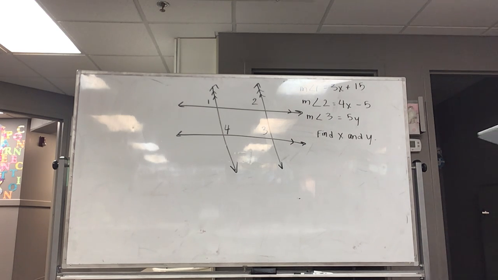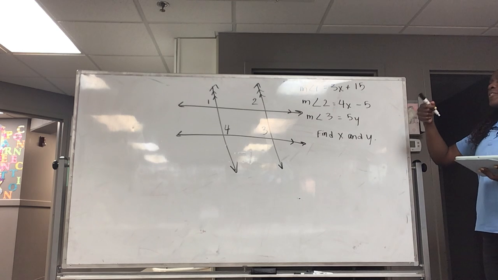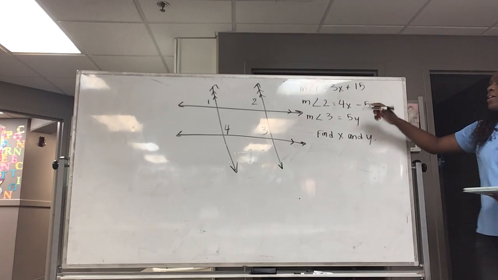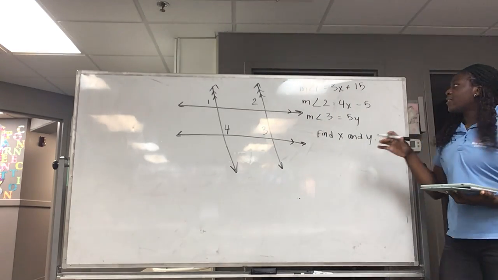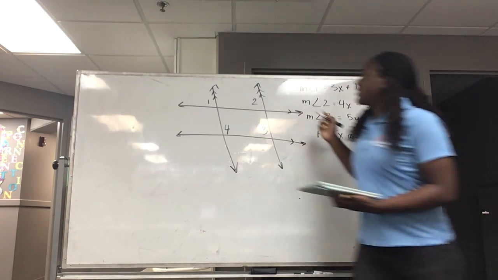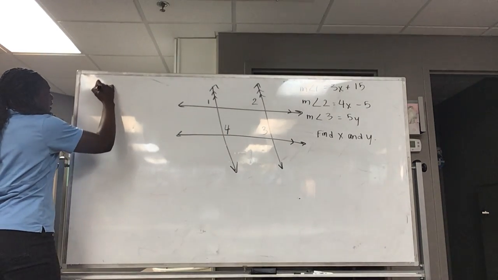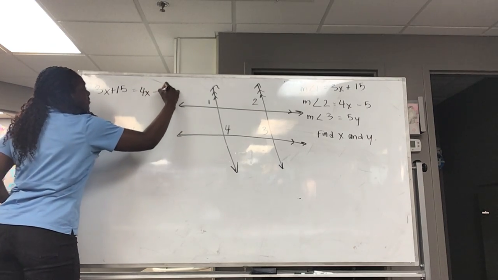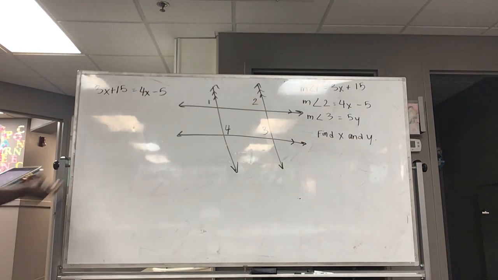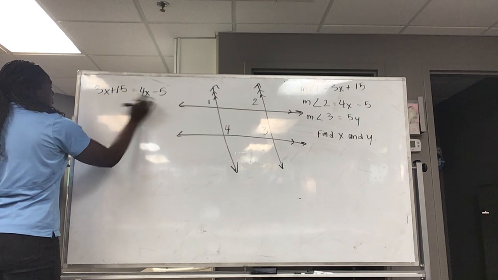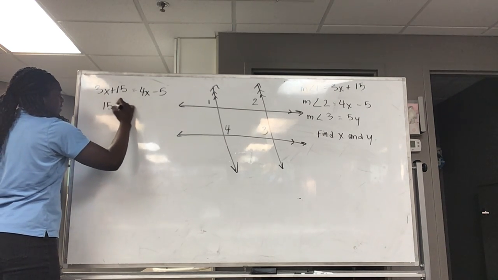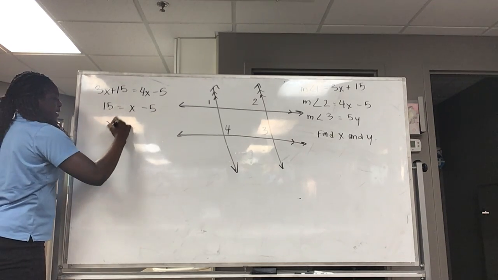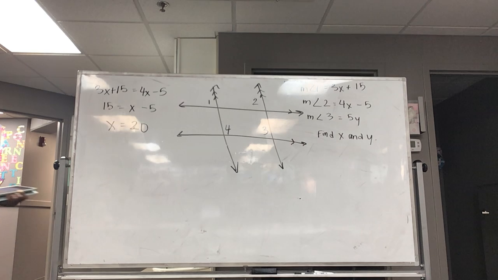Okay, we're going to start going over this. But to solve for x, I'm going to use measurement of angle 1 and then the measurement of angle 2. So those are actually corresponding angles, so we can set these equations equal to each other. Over here I'm going to write 3x plus 15 is equal to 4x minus 5. And then we'll solve for x. So I'm going to subtract 3x on both sides, so 15 is equal to x minus 5. I'll add 5 over, and then my x is equal to 20.